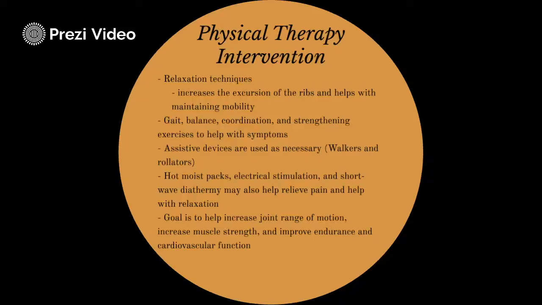This is to help with their coordination and balance, as well as just being able to sit down since they may have lack of endurance. The intervention may also include hot, moist packs, electrical stimulation, and shortwave diathermy. This may also help relieve their pain and help with relaxation of their muscles. And then I believe the main goal for PT intervention for Parkinson's disease is to help increase joint range of motion, increase muscle strength, and also improve endurance and cardiovascular function.